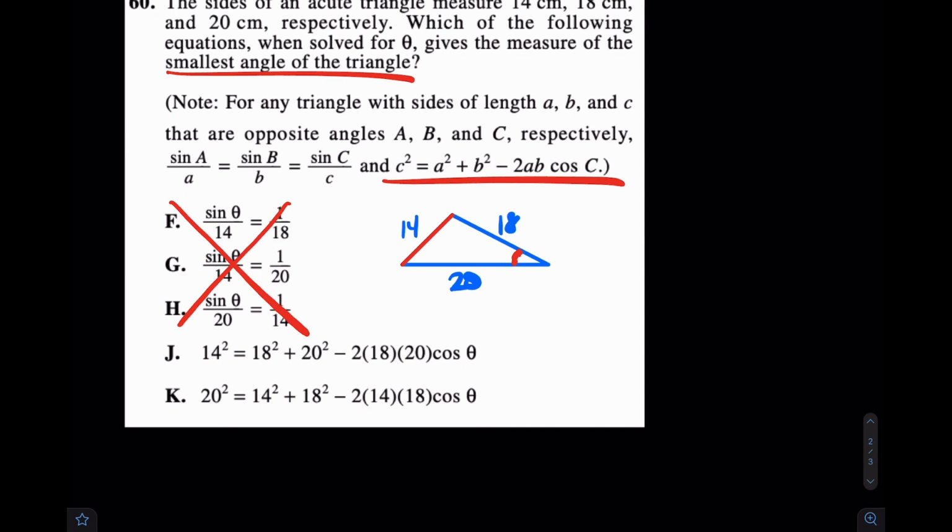How do we set this up? Well, what did I stress earlier? I stressed the idea that, if you want the smallest angle, that's going to be facing the smallest side. Look, this angle must face this side. So if I want the smallest angle, aren't I going to choose J opposing the 14? Whereas 20 squared, really K, would be opposing the largest angle. Doesn't make much sense. In that case, you're right, the answer is J.